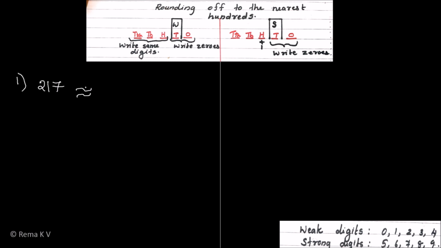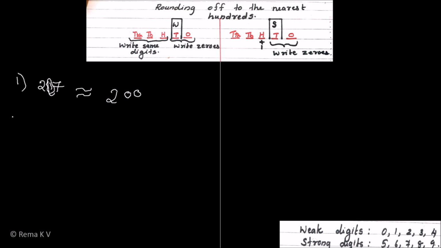Now see, in the first two places, that is in the ones place and in the tens place, we have to put zeros. And now let us check this tens place digit. This tens place digit is a weak digit. So we have to write the same digit in this place. So 217 is rounded off to 200.